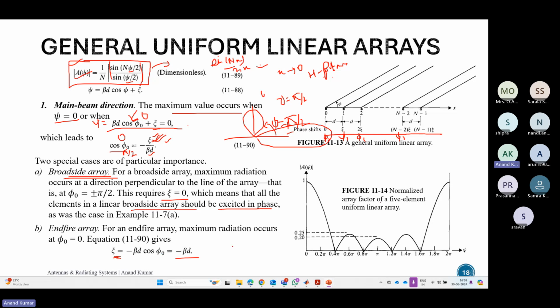So for end fire array, the phase shift depends upon the product of your wavelength terms. So this is 2 pi by lambda and your separation d. So based on the product is how you can design your end fire array.